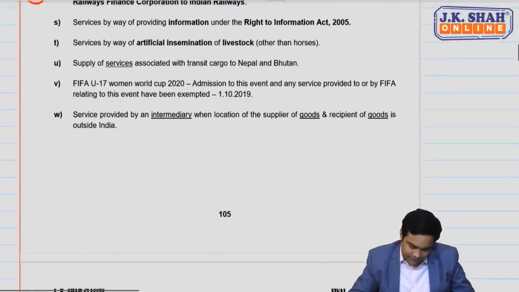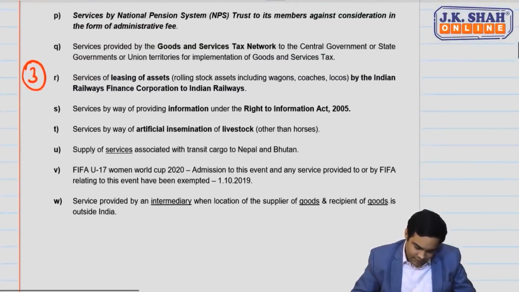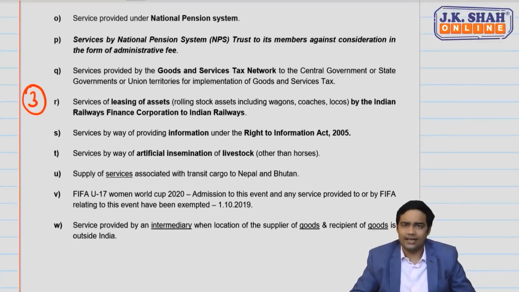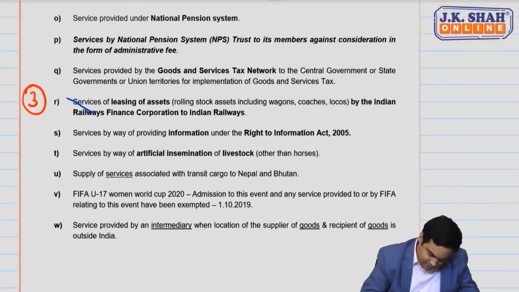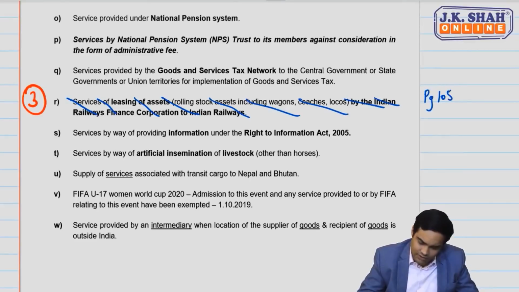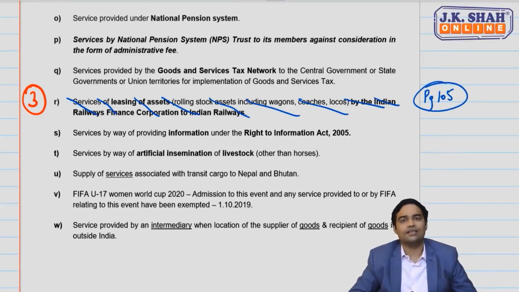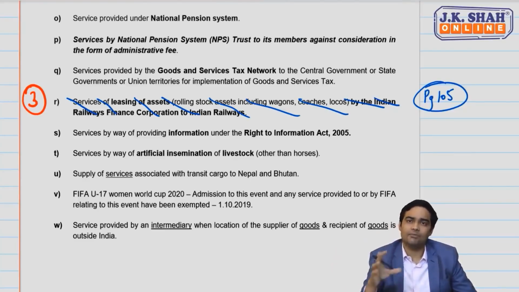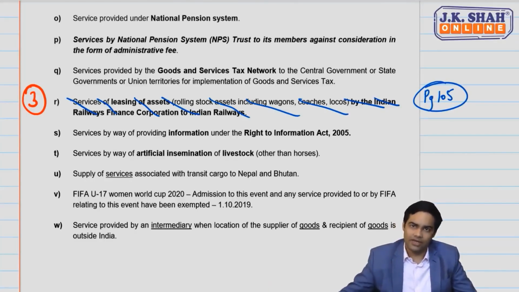Then come to page number 105. Now there are some new entries also added in exemption, but that's there separately in the sheet. Now I'll just make you cancel this. There's one entry which is deleted. This entry on page 105 has been deleted. Leasing of assets by Indian Railway Financial Corporation to Indian Railways. And obviously the amendment is removing an exemption. The basic purpose behind removing this exemption was IRFC should be eligible for input tax credit.